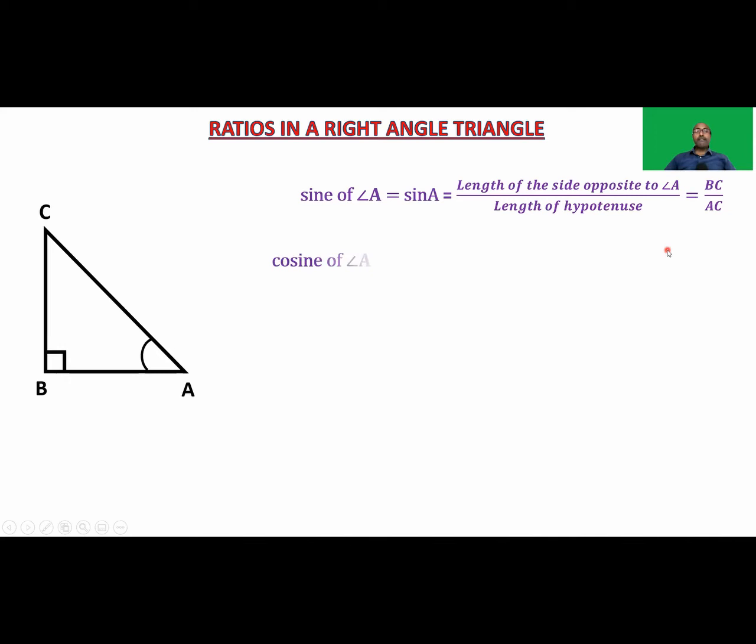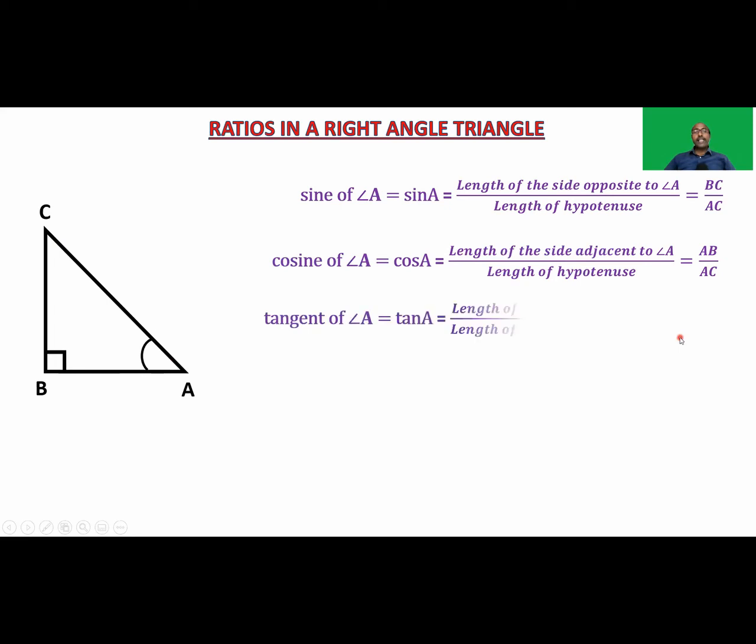And cosine of angle A. According to the previous activity, cosine of an angle is the ratio between the length of the adjacent side and the length of the hypotenuse. So cosine of angle A is denoted by cos A, C-O-S A. This cos A is the ratio between the length of the side adjacent to angle A and the length of the hypotenuse. From this picture, cos A is equal to the adjacent side AB by the hypotenuse AC.